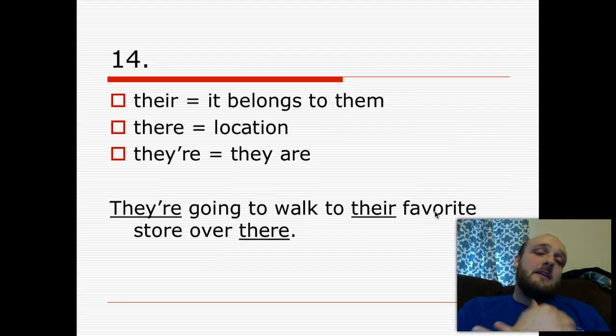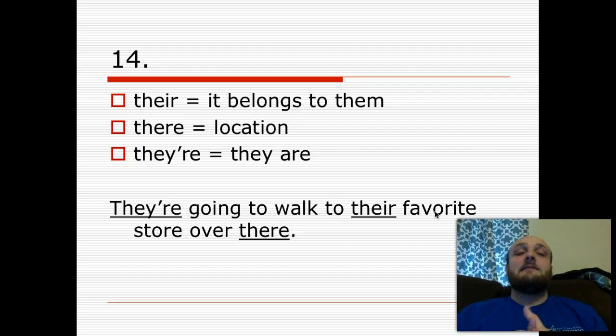Number 14, some of the more popular mistakes. We've got there, and there. At this point, you should have had this over and over again, but just as a refresher, T-H-E-I-R means it belongs to them. So, I will not take away their property. Okay? Or, that is their iPhone 5, not my iPhone 5.